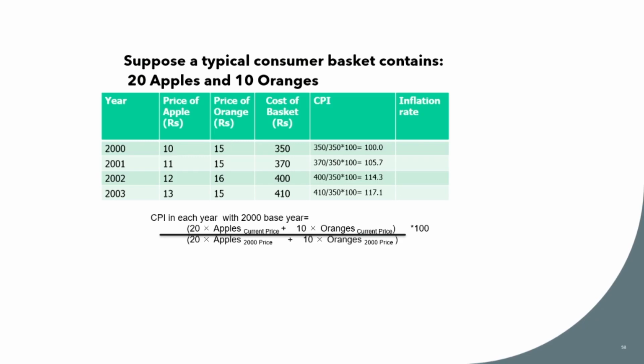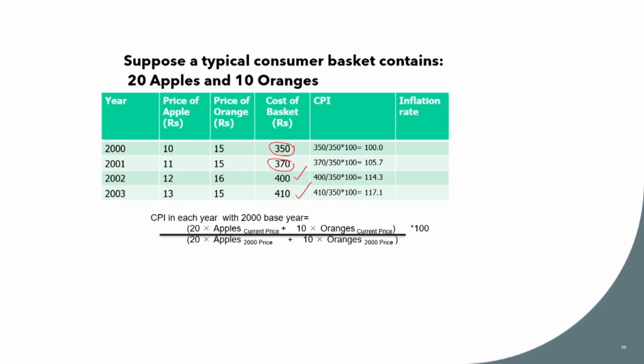So you know that in 2000, in order to buy this typical basket of 20 apples and 10 oranges, the consumer has to pay 350. Next year, because there is an increase in prices, the cost of the basket becomes 370. Then in the subsequent year 2022 it becomes 400, and in 2023 it becomes 410. So this is the cost of buying this basket in the respective years.